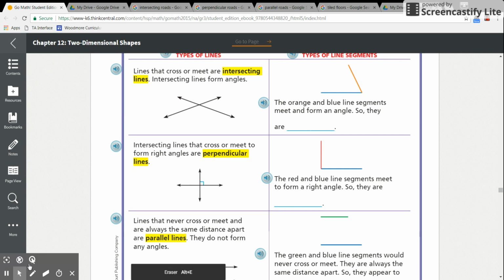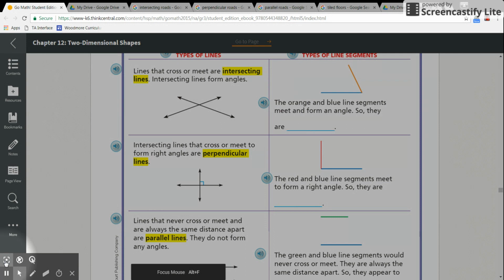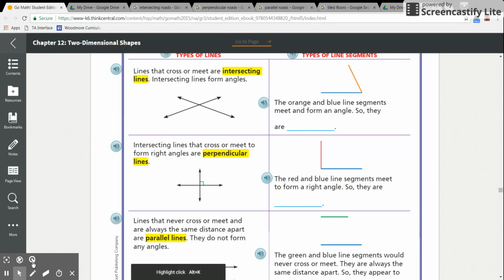I'm going to see if I can get some of my different tools here. Oh, no, not that. Let's do this one, the bullseye. Let's see if we can get the bullseye. Oh, okay, it's not working.